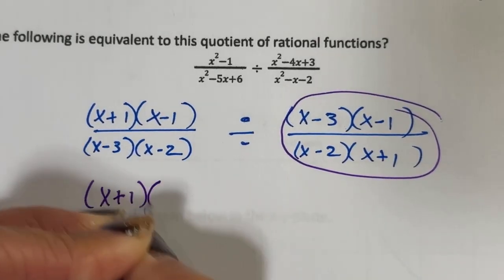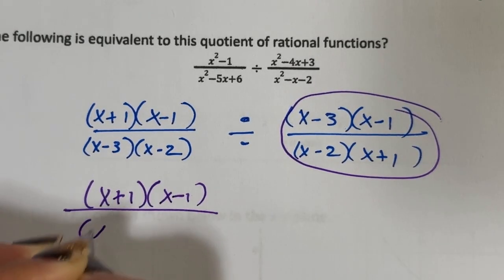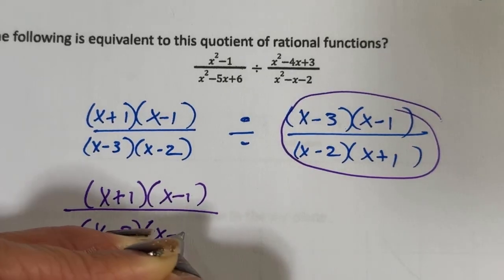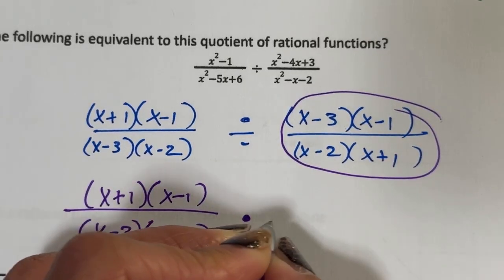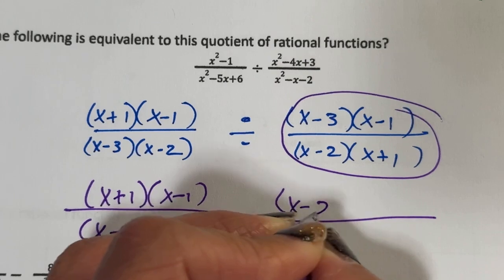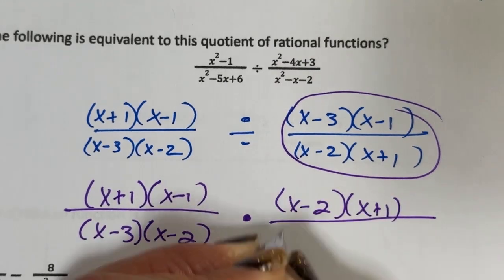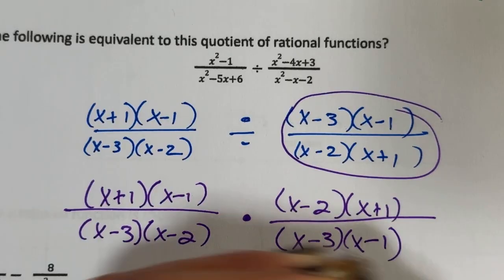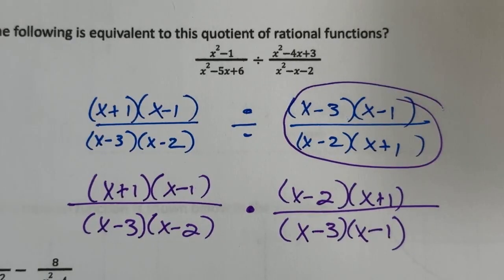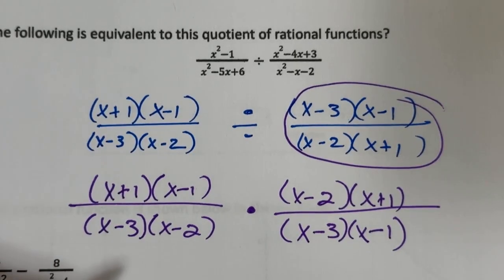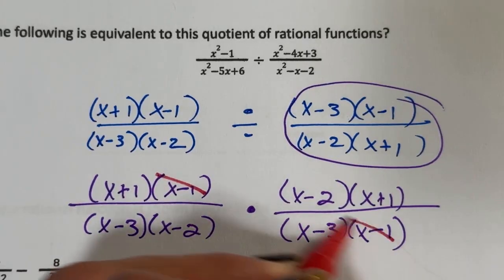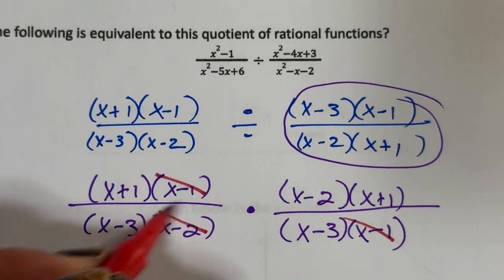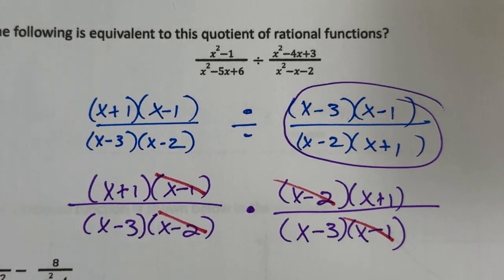x plus 1, x minus 1, x minus 3, x minus 2 times x minus 2, x plus 1, all over x minus 3, x minus 1. Flip the second and multiply. Now we can get cancel happy. Let's see. The x minus 1's cancel. The x minus 2's cancel. And that's it.